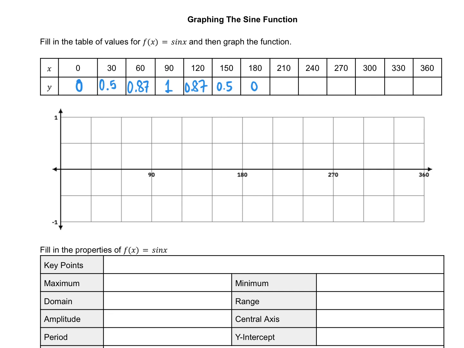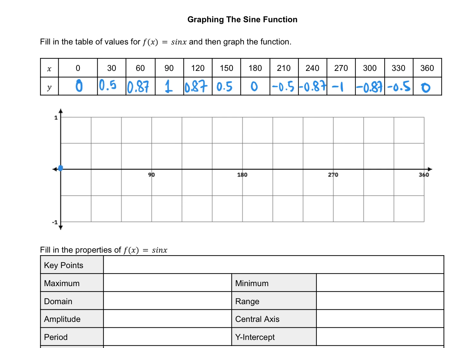Sine 210, we're now in the negatives, so negative 0.5. Sine 240, negative 0.87. Sine 270 is negative 1. Sine 300 is negative 0.87. Sine 330, negative 0.5. And sine 360, and we're back to 0. Now I'm going to go ahead and plot these points.